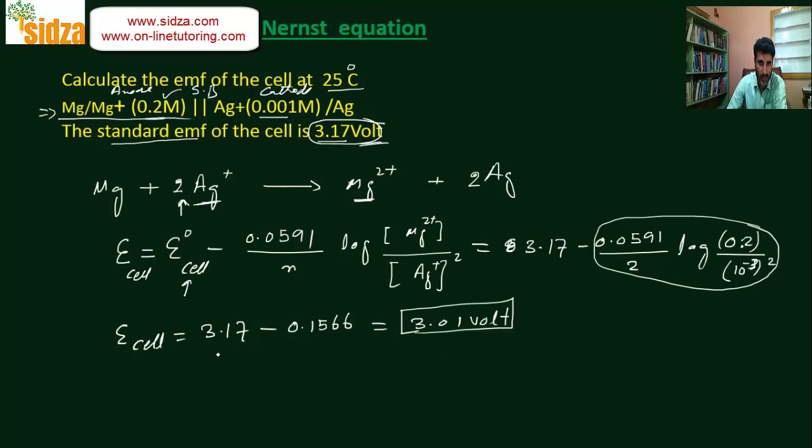It changes. It was 3.17 under the standard conditions. The standard condition is 1 molar concentration in each electrode and 25 degrees Celsius. Now the temperature in this example is the same, 25, but the concentrations are different. The concentration is not 1 molar, rather we have 0.2 molar of magnesium, and 10 to the power minus 3 molar concentration of the silver ion. So at different concentrations we have different electrode potentials. That means the EMF of the cell will change by changing the concentration of the ions in the solution.